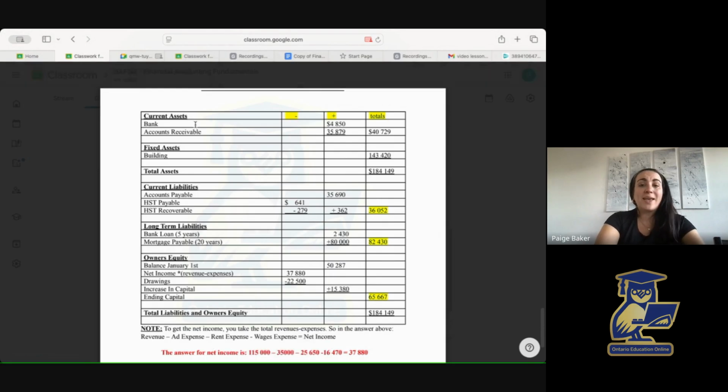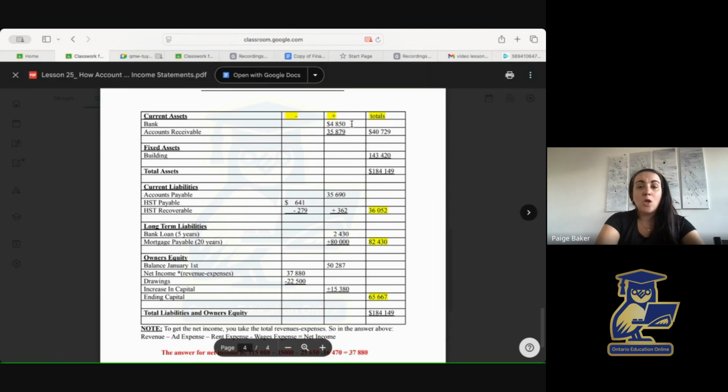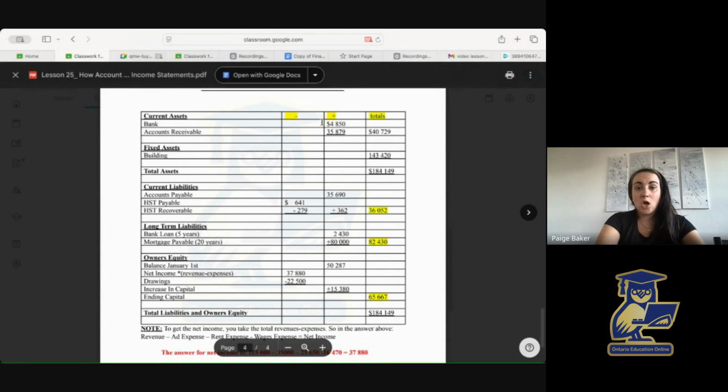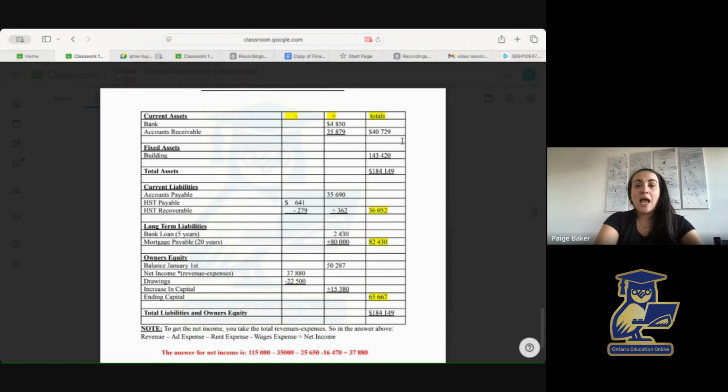So in this case, we're adding bank and accounts receivable. We have that $ sign in our first, as our first number there. And we have a single underline to show that we are adding these two numbers. So if I add my $4,850 and my $35,879, I get a total of $40,729. Because it is my first number, again, I will have a $ sign.